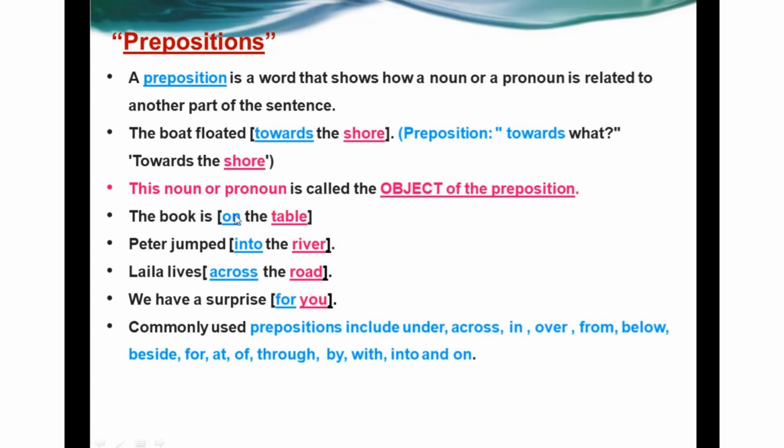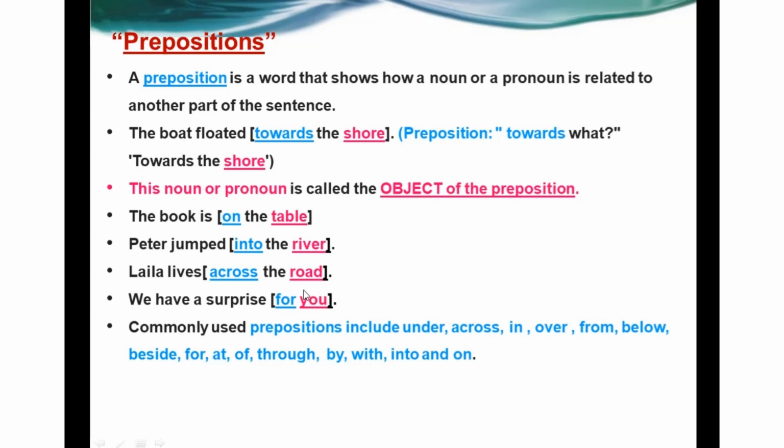Now students, see, on is our preposition, table is our object of the preposition, okay? Next example, see, into the river. Peter jumped into the river. So into is our preposition and river is our object, okay? Across the road, across is our preposition, road is our object. For is our preposition and you is our pronoun, which is our object.